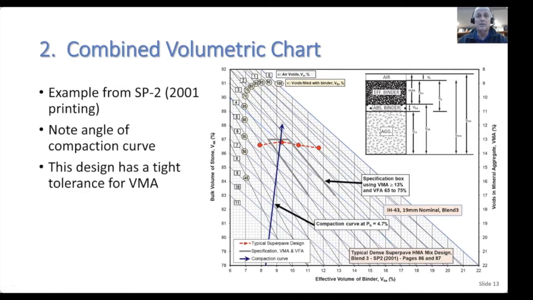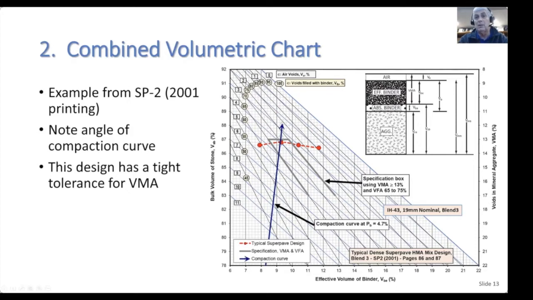This is another example. This is from the SP-2 Asphalt Institute publication, 2001 printing. And this is the IH43 design, blend number 3, from that publication. And what I've also shown here is the compaction curve. You can see this design just gets into this specification box. In this case, the VMA had to be greater than 13, voids filled with asphalt 65 to 75.